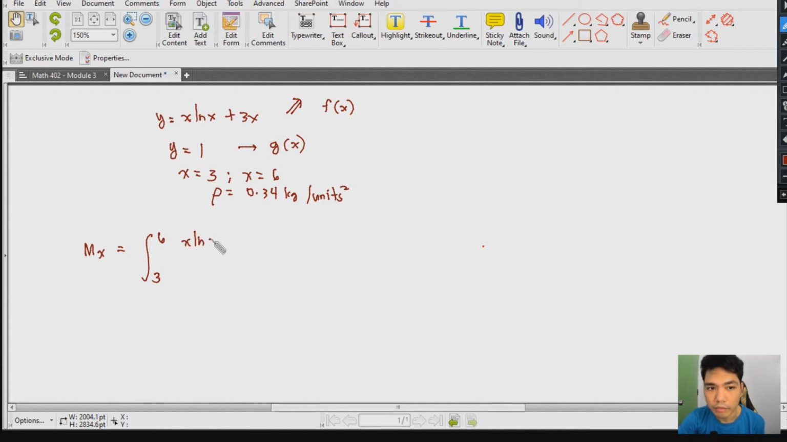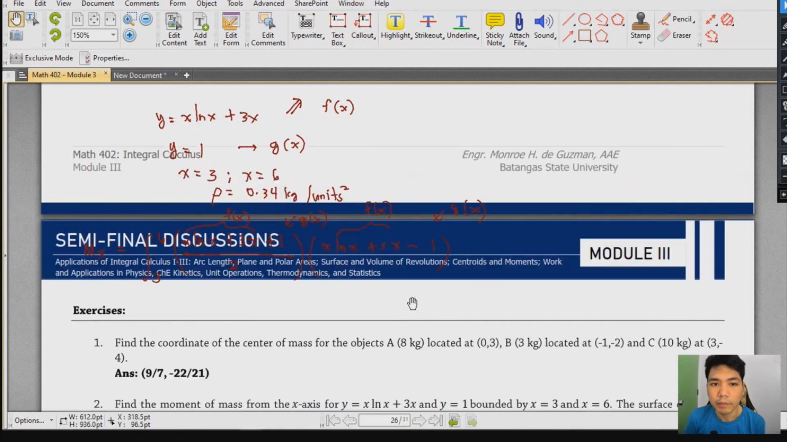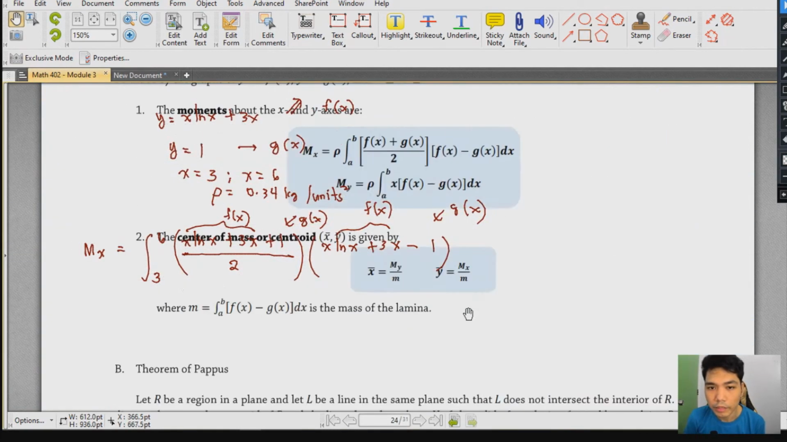So that's x ln of x plus 3x plus 1. Okay, divide all of this by 2, and then you multiply this by x ln of x plus 3x minus 1. Ayan. So ito na yung f of x mo. This is your g of x, and ito yung plus natin na sign. Now for this case, ito yung f of x, and this is your g of x, and that is the negative sign. So we're just adhering with the formula na presented dito sa moment of mass.